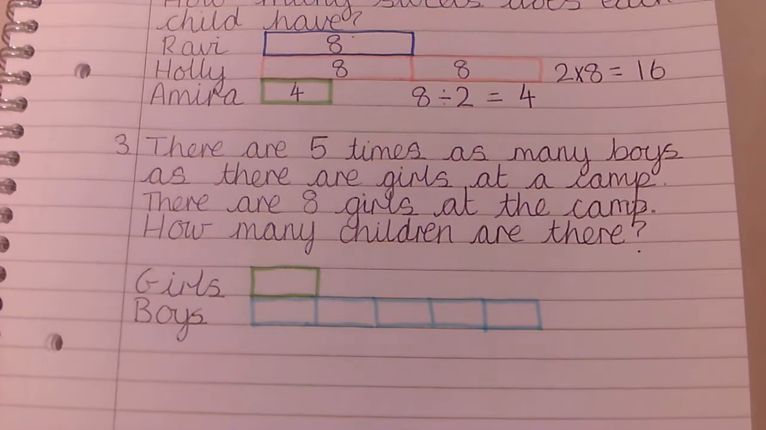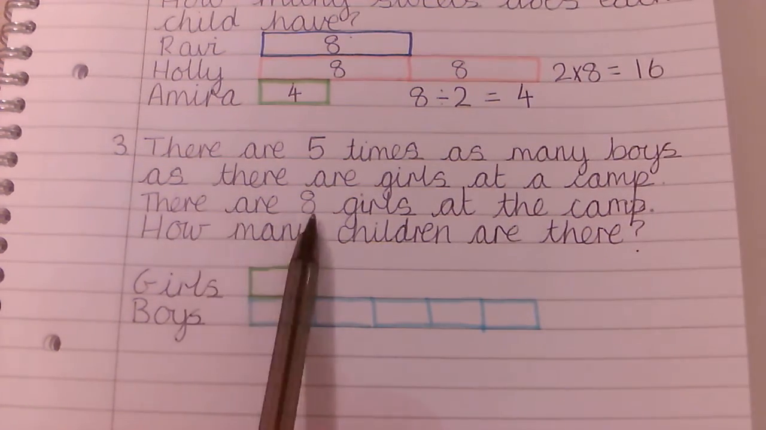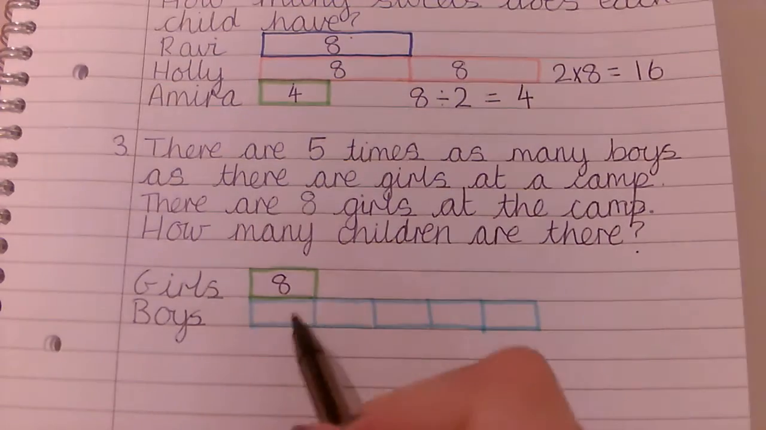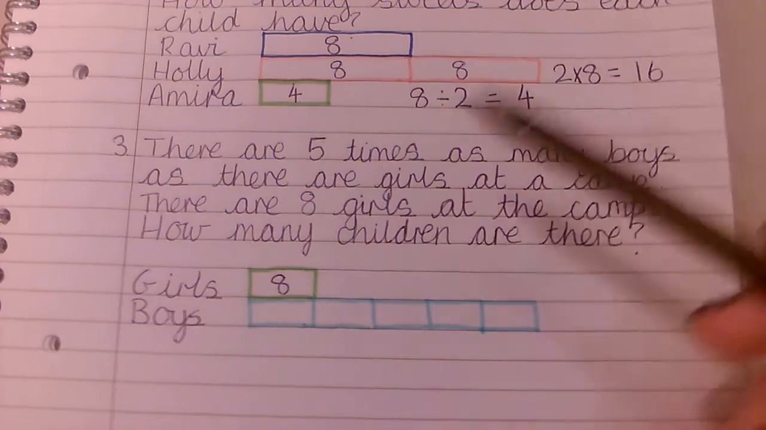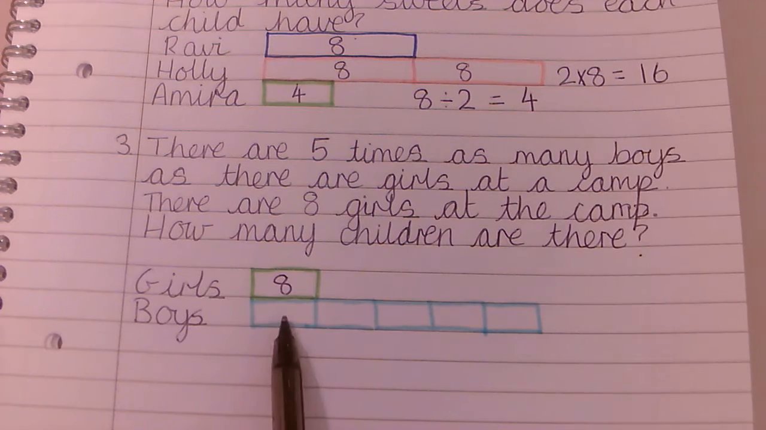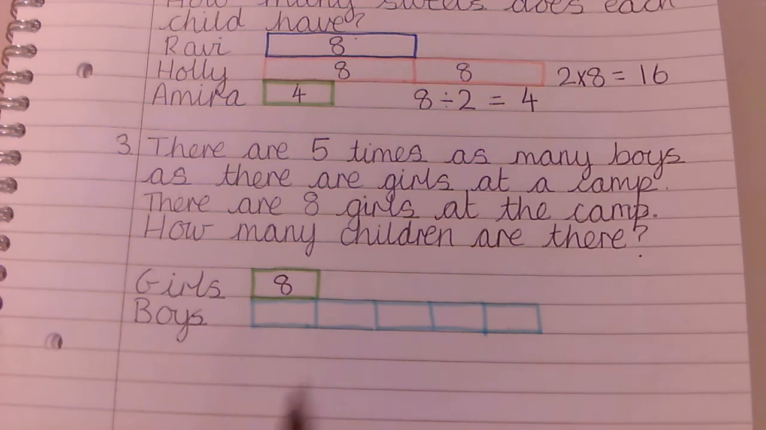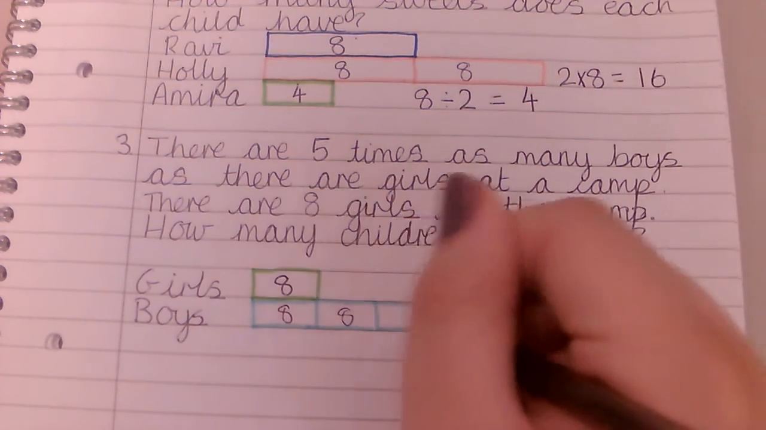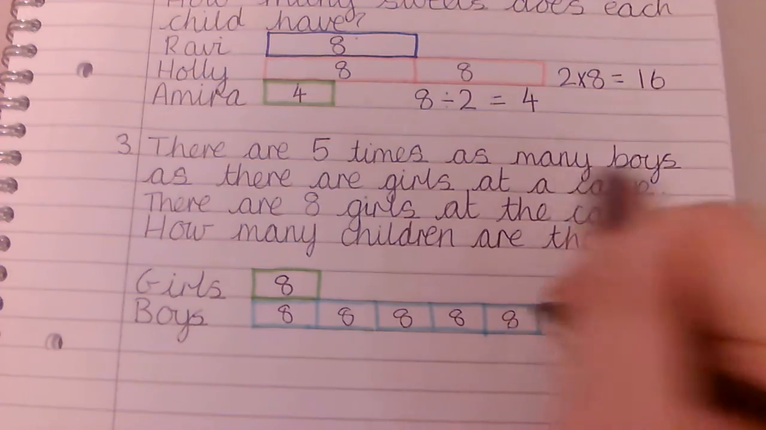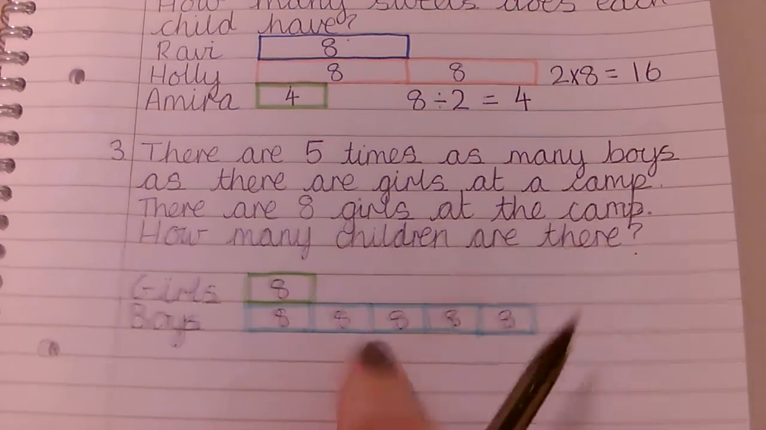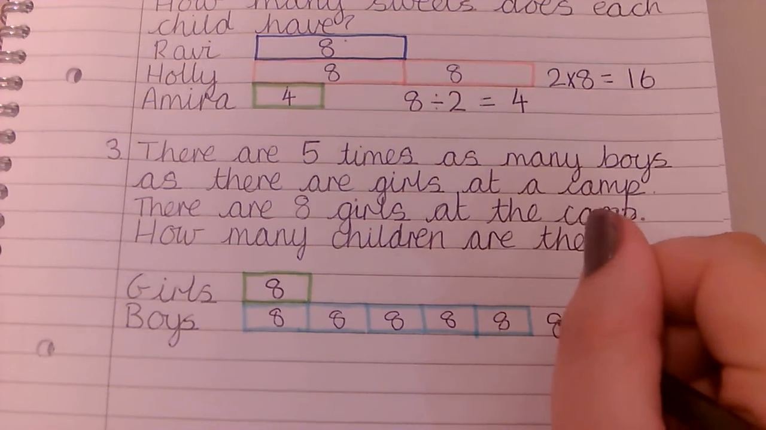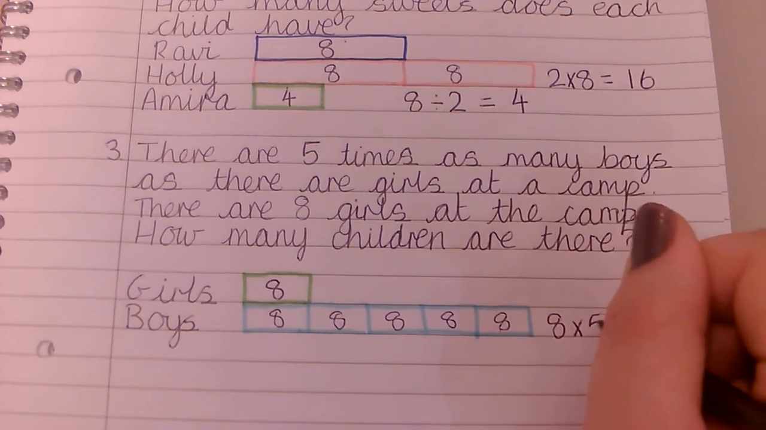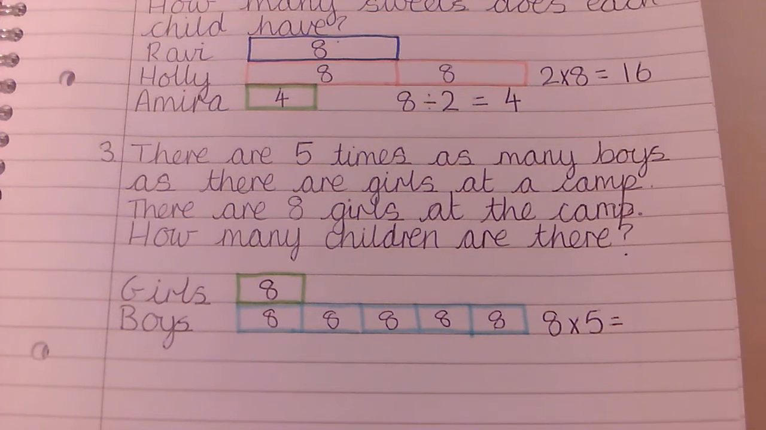So we already know that this is going to be a 2-step problem. The first thing we need to do is work out how many boys there are. We know there are 8 girls, so we can put 8. I've done green for girls, good. And there are 5 times as many boys, so I've done 1, 2, 3, 4, 5 blue boxes, and we're going to put an 8 into each box. Now to work out how many boys there are, it's going to be 8 groups of 5. We know there's more boys, so we're going to be timesing, multiplying.